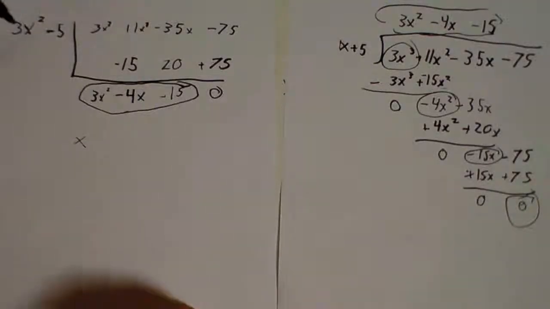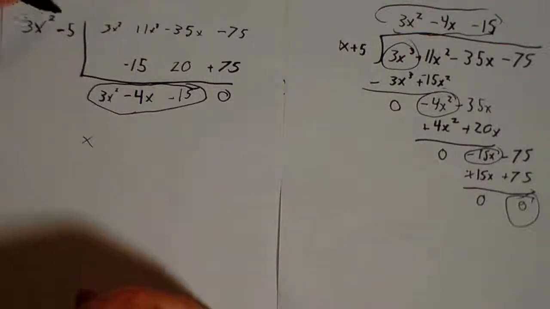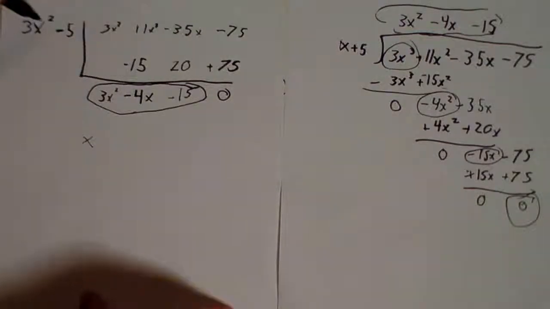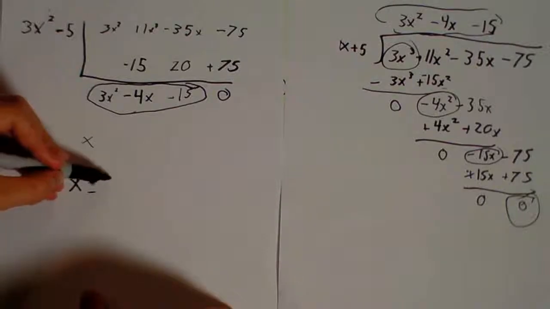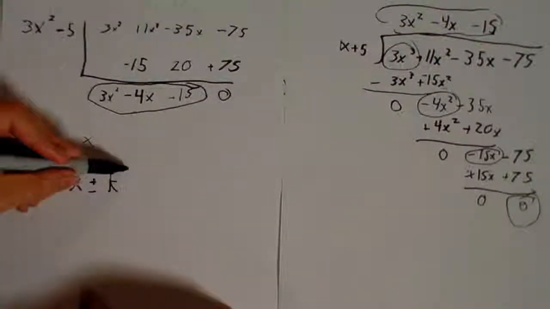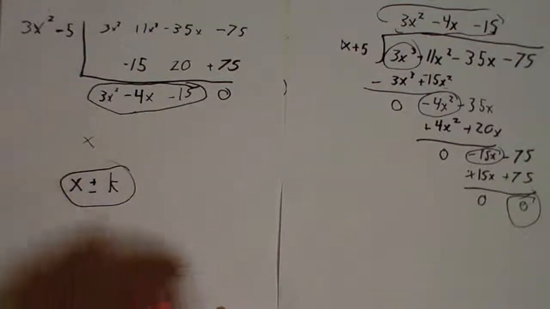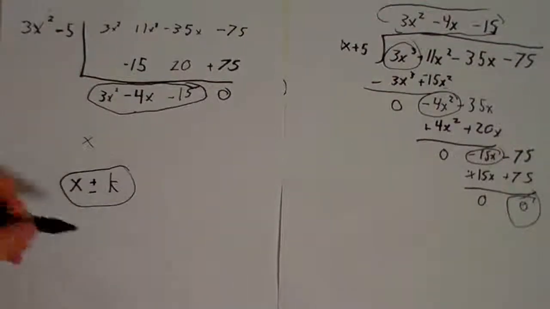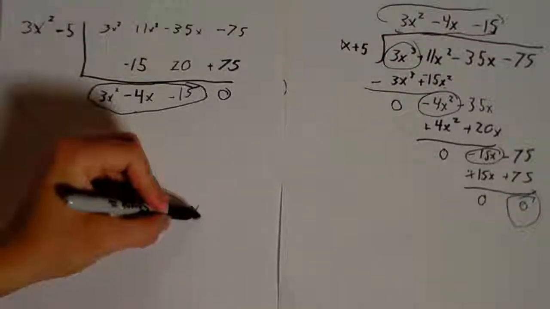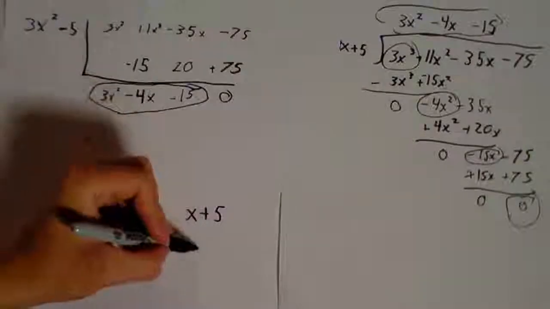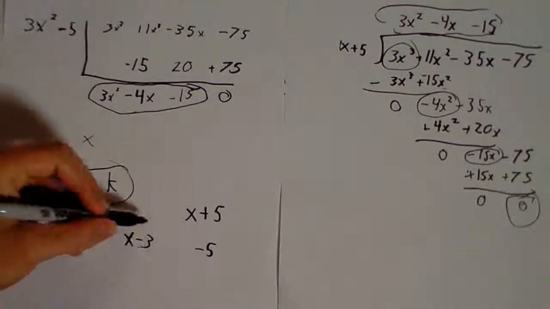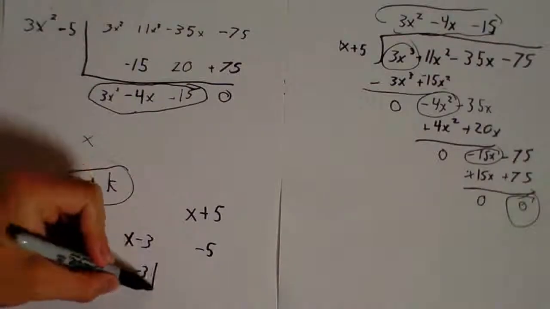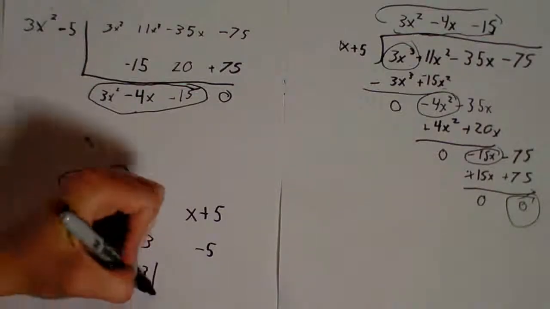So we can't use a coefficient in front of the x. We can't do it if the x is raised to a power other than 1. But if we just have x plus or minus a constant, if that's our divisor, we can use synthetic division all we want. And if our divisor, remember our divisor was x plus 5 in this case, and we just turn the 5 negative. If our divisor were something like x minus 3, we could just turn the 3 positive and put it in front of the synthetic division.